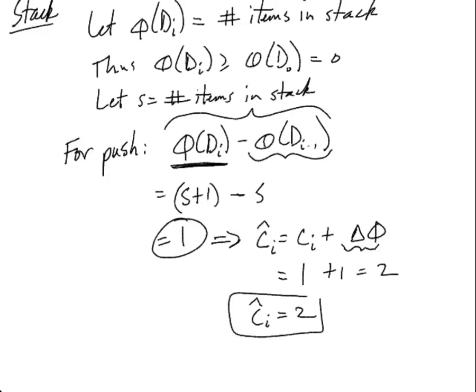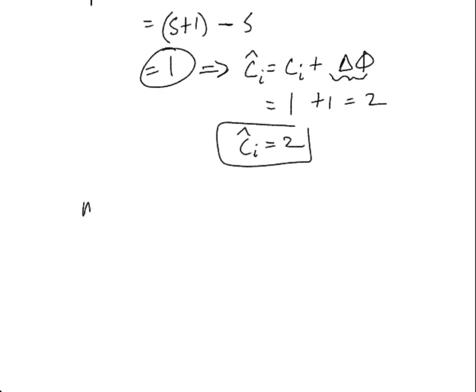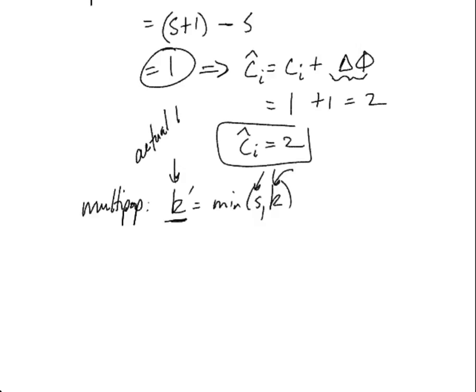What about for a multi-pop? Now let's define K prime to be the min of the stack size and the input into multi-pop. So if I want to pop K elements, I'm either going to pop K or I'm going to pop the total number of elements in the stack, whichever is smaller. And we're going to call that K prime. So that's the actual number of items popped.